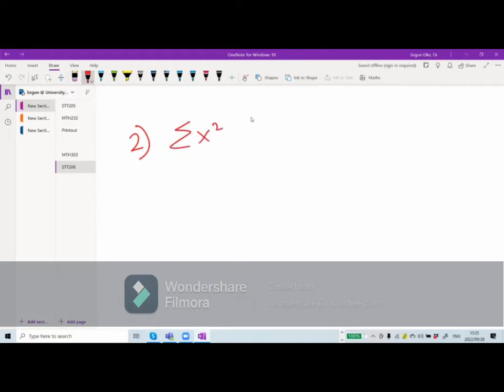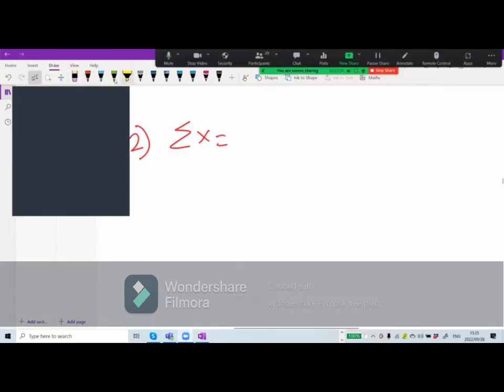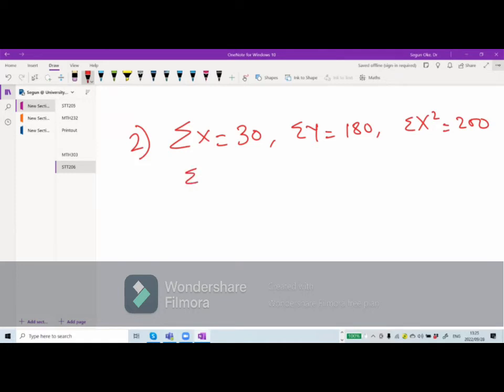They give you, yes, then give me summation X is equal to what, please, somebody? 30. Okay. Summation Y is what? 180. Summation X squared is what? 200. Summation Y squared. 5642.